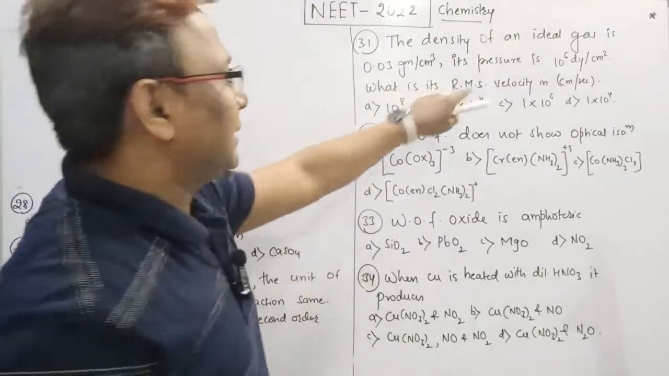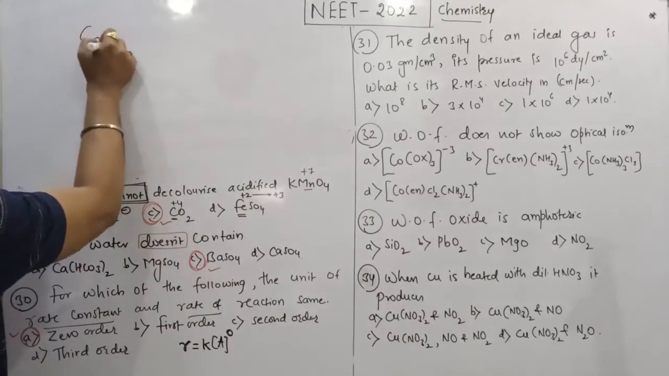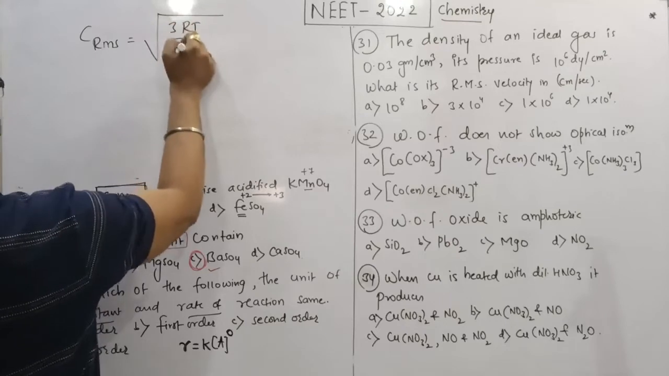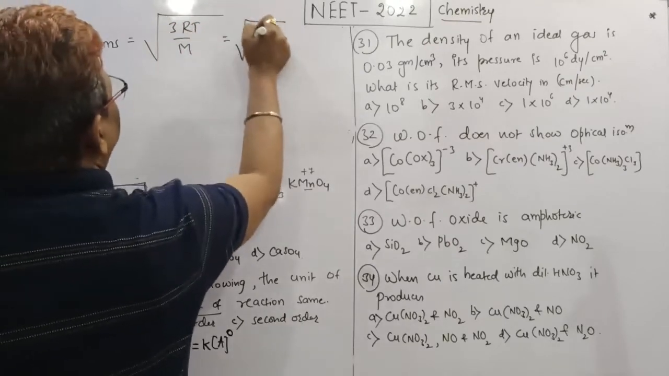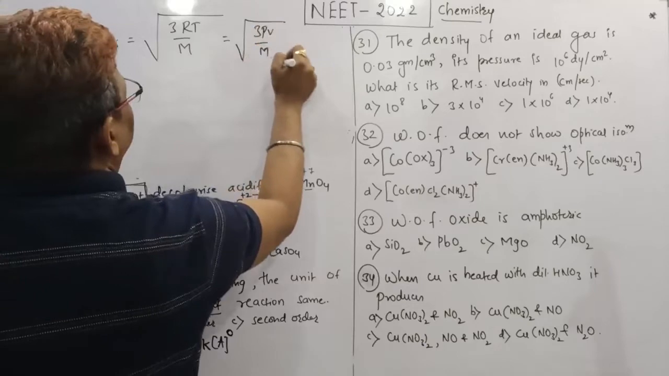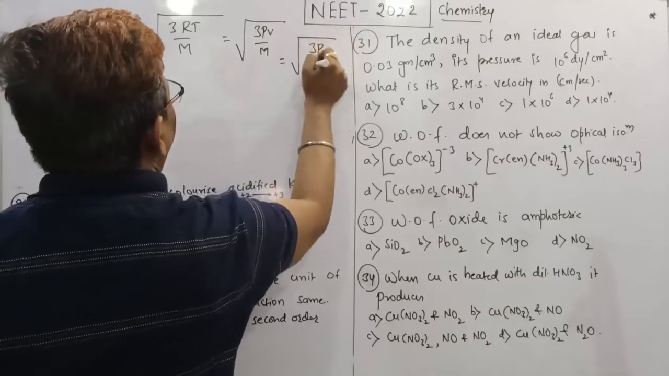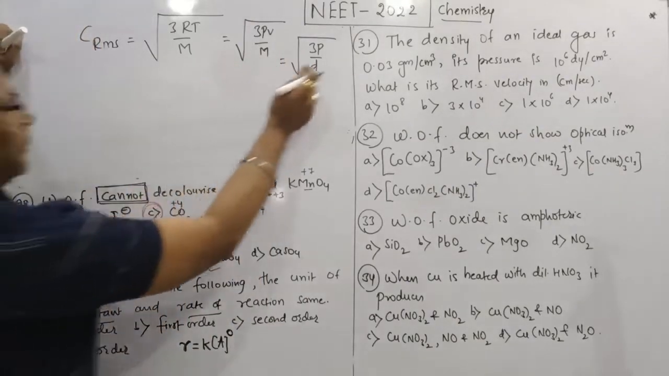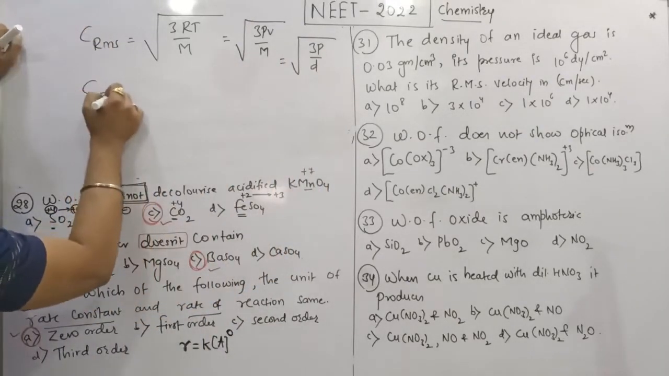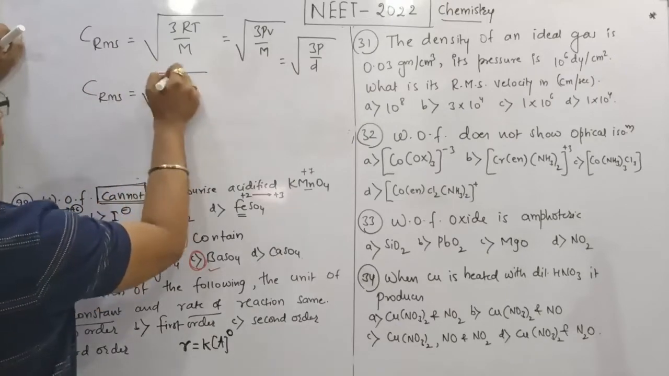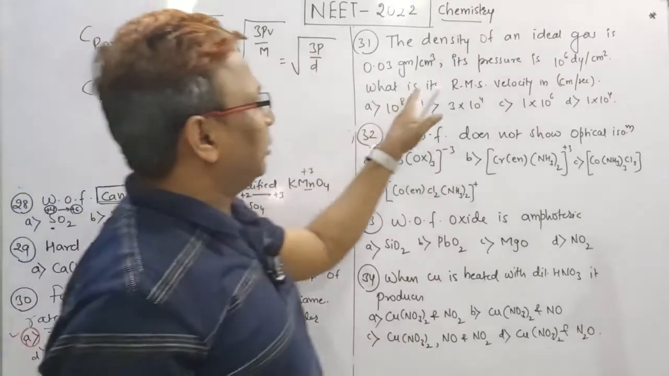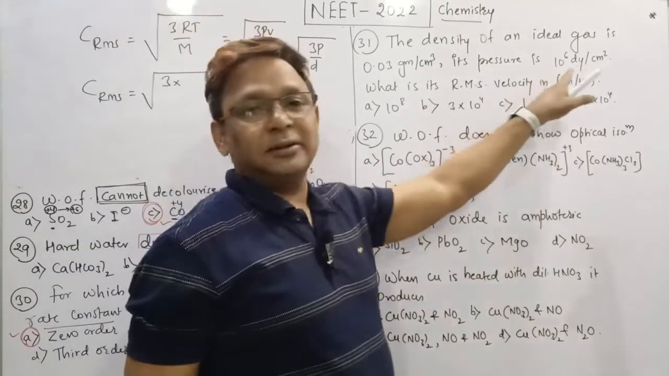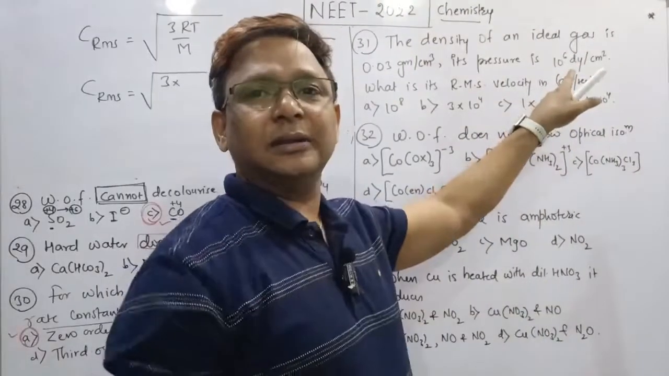See here, they are asking for the RMS speed, C RMS. C RMS is equal to under root of 3RT by M, that is equal to under root of 3PV by M, that is equal to under root of 3P by D. Since pressure and density are given, we can use this. So C RMS is equal to under root of 3 into, what is the value of pressure? 10 to the power of 6 dyne per centimeter square.